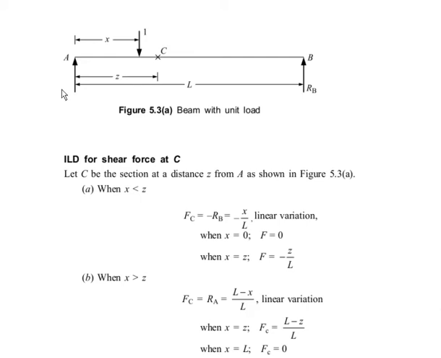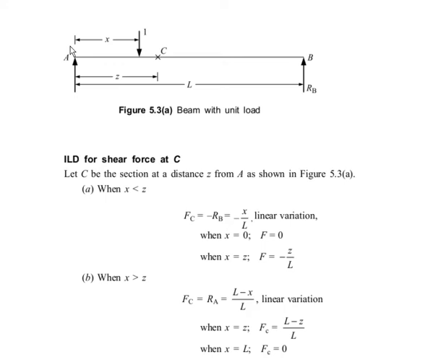Once again, we are going to draw the influence line diagram for shear force at C. So our concentration will be on the value of shear force at C, because we are going to draw the influence line diagram for the shear force at C. C is nothing but a point on the simply supported beam AB which is at a distance Z from the support A.